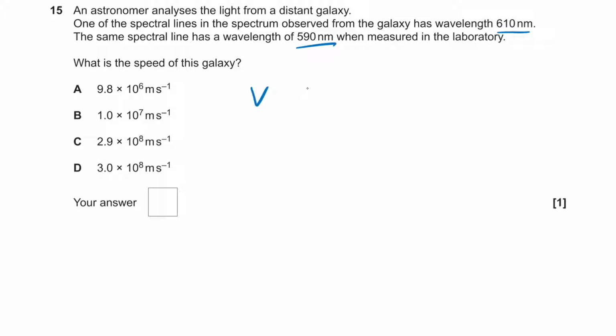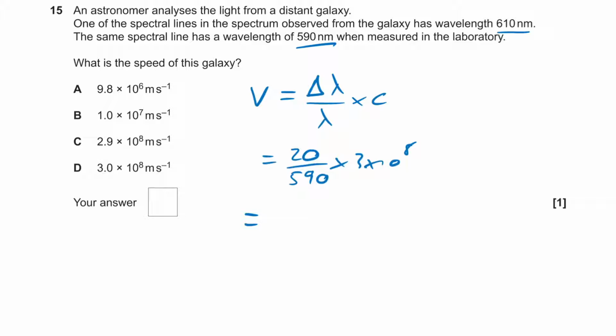Well, we know that recessional speed is equal to change in the wavelength divided by the wavelength times the speed of light. So that is 20 nanometers. We don't need to change it into meters because it's just relative, divided by the original 590. That's the rest wavelength times the speed of light. And that gives us 1.0 times 10 to the 7. So the answer is B.